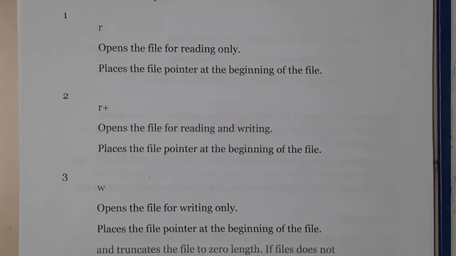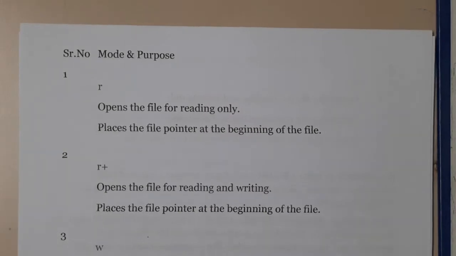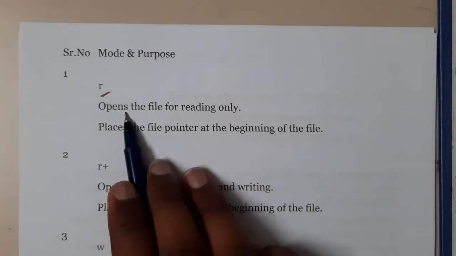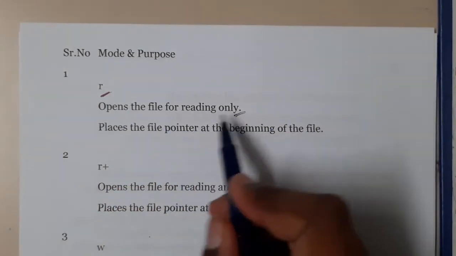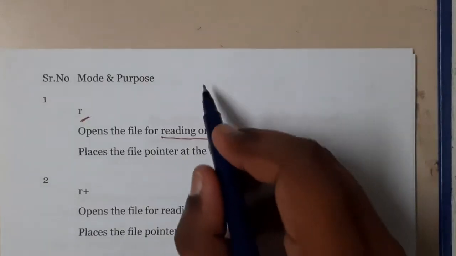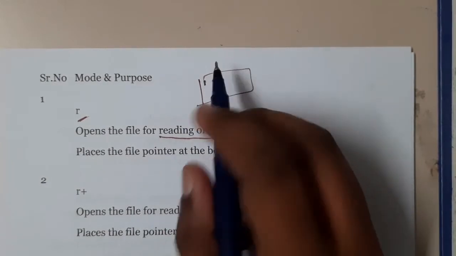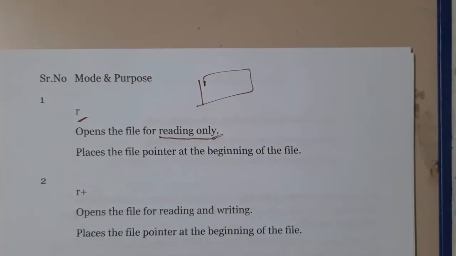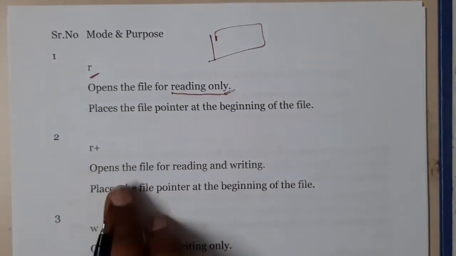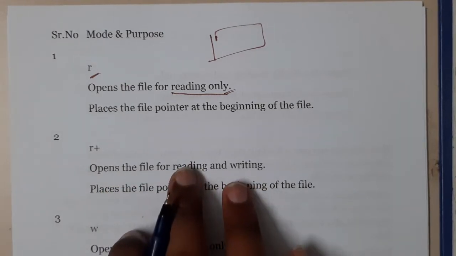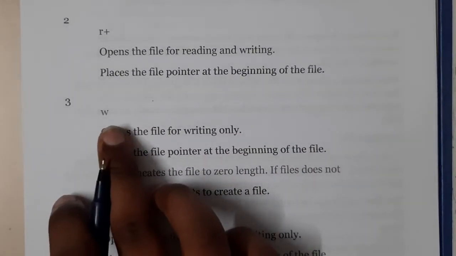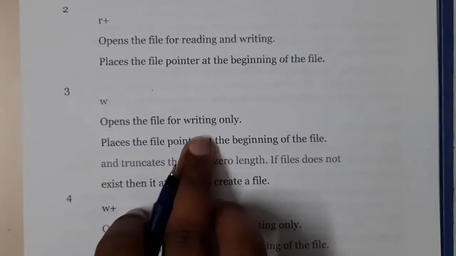So we have some permissions, the first is small r. Small r is nothing but open the file for read only. Remember, r means read only, and it places the file pointer at the beginning of the file. When you open a file, the mouse or the blinking dash will be on the first letter, right? That is in r mode, only read. Whereas r plus is read and write, so you can read it and you can write it. It also places the pointer at the beginning. So I told you what r is, only read, and w is only write.